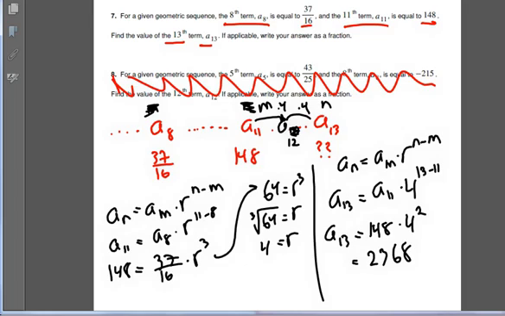All right. So we looked at geometric sequences. We looked at the explicit formula. We looked at the recursive formula. We looked at the nth formula given an mth term. And we did examples with all of those.